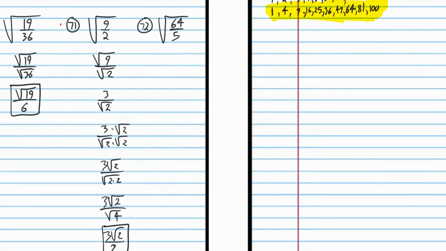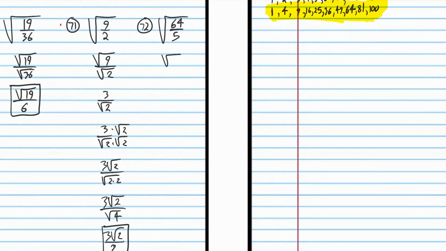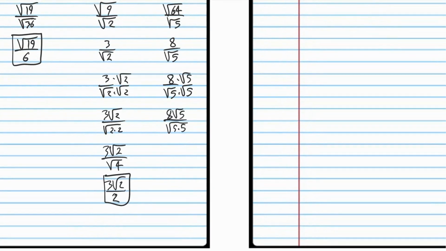So I'm going to try 72. Same situation. Root 64 is 8. But now we have to rationalize the denominator because we have a root in the denominator. So we use the fundamental principle of fractions. We get 8 root 5 over root 5 times 5, which of course is root 25. And root 25 is 5.